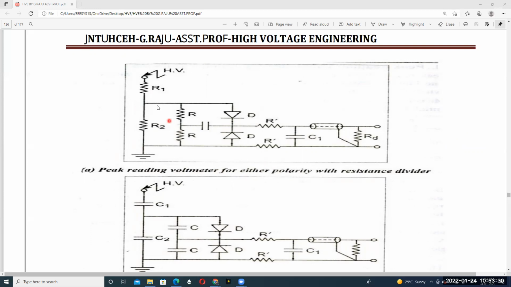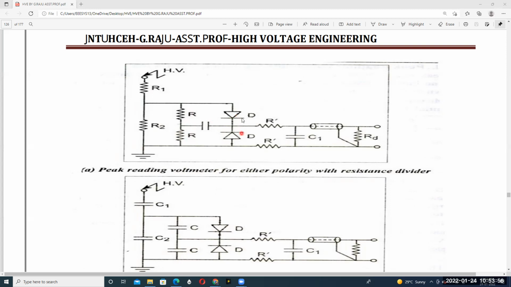Here we have a high value of resistance R1 and a low value of resistance R2 of the resistance divider. A high value of voltage appears across R1, and the remaining small value of voltage appears across R2. Across R2 we connect our peak reading voltmeter. This resistor is called the discharging and charging resistor.